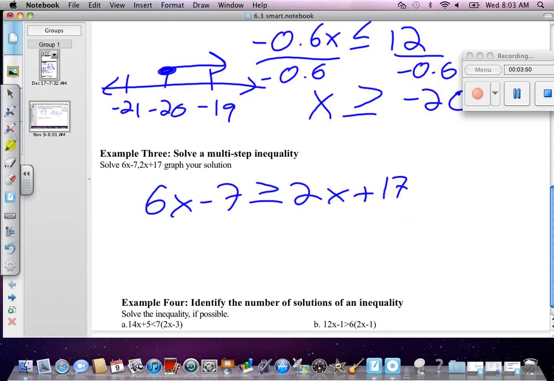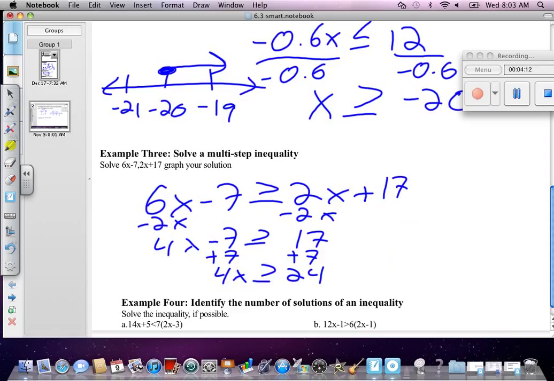Do I have x's on both sides? Yeah. So I'm going to get the x's on the right side, correct? So I'm going to get 4x minus 7 is greater than or equal to 17. Now what do I do? Add 7. 17, 18, 19, 20, 21, 22, 23, 24. So 4x is greater than or equal to 24.